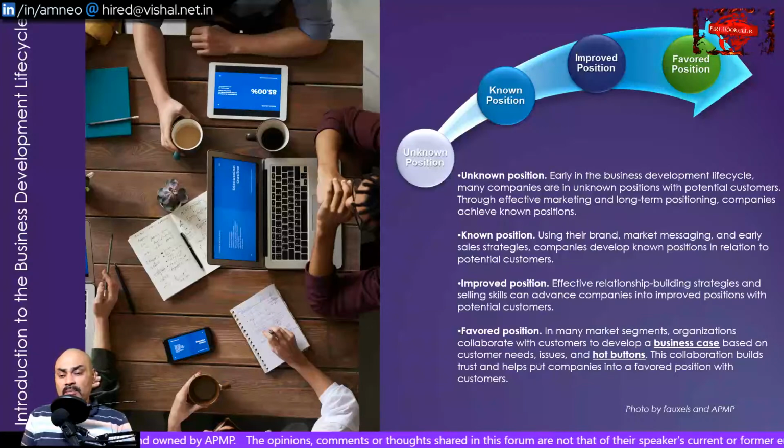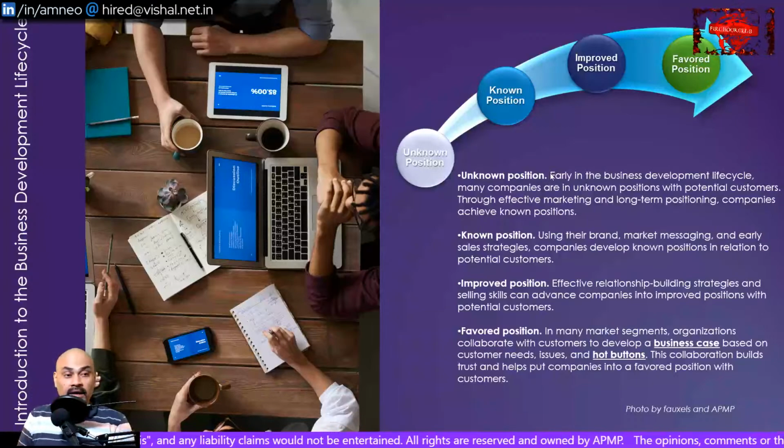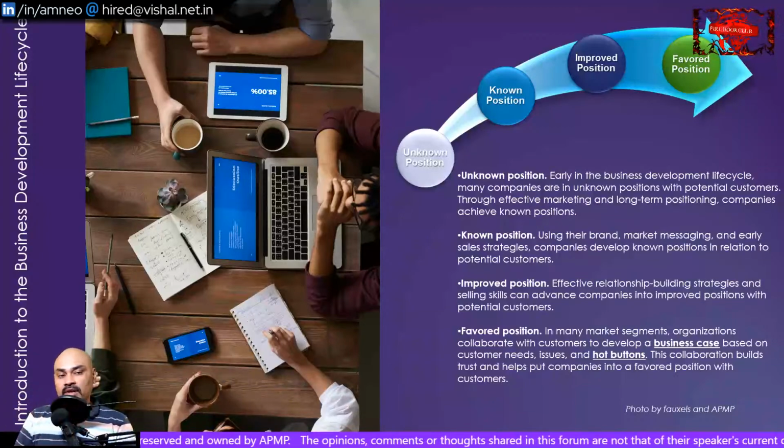By the time you're coming into an improved position, you already have relationships built up with the customers. People know about you, people know about your solutions, and then you come to the favored position, wherein you have been providing solutions or systems to your end users who have been giving you repeat orders, since you have been taking care of their core issues, the hot buttons as they call it. That is the cycle overall. That is the business development cycle, how they develop themselves.